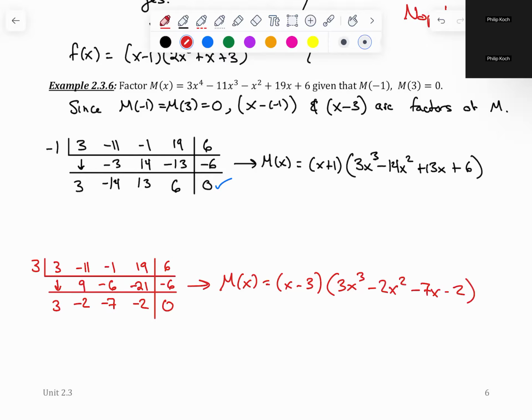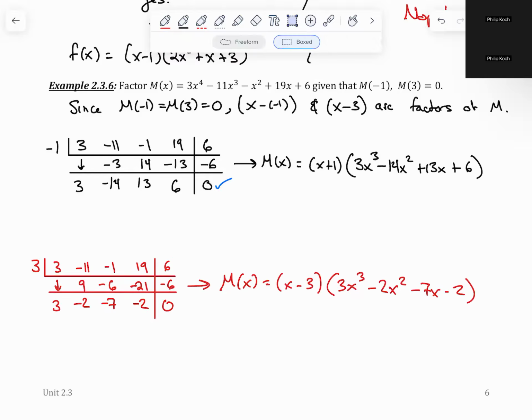If you FOIL these out, you'll get back to m. So how do I go from here? How do I get it to break down further? Because if I can break it down again and get one more factor, then I will have a quadratic, and I can factor quadratics. I know how to do that. We've learned how to factor quadratics, ax squared plus bx plus c, using any of the methods that we know and love.